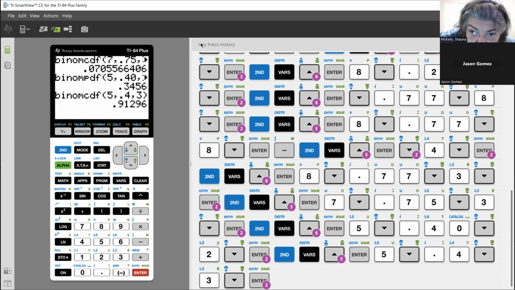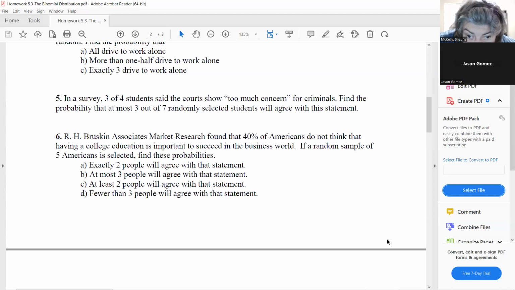Now let's go to the next one here. Now, at least. When you start, this is 2 or more people. At least 2, so 2 or more people, right? When you start from something other than 0, that's when you have to subtract. So here we're subtracting something. At least 2 people will agree. So here we're going to do this.